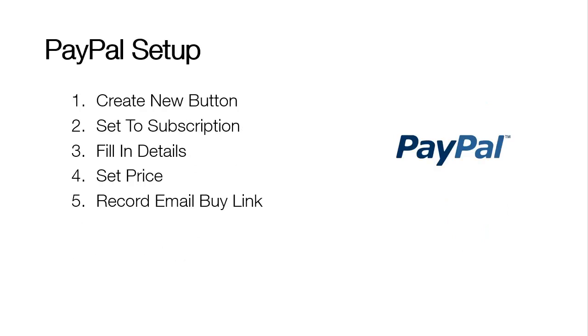So we create our new buttons. We'll set that to a subscription. We'll fill in the details such as the subscription name and the price. And then we'll record our email buy link. And this is going to be a direct link to that purchase. So let's go ahead and do that now.